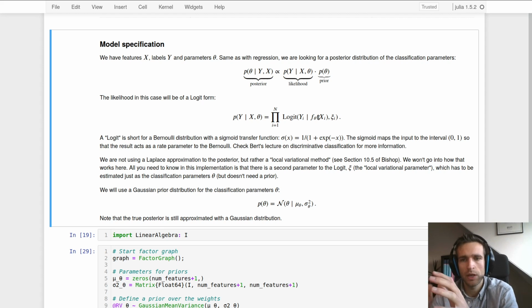If this sounds confusing, if you're having difficulty grasping this, I suggest you have a look at Bert's lecture on discriminative classification. He goes into this in quite a lot of detail. But this is probabilistic programming, so we're going to look at code and not math.